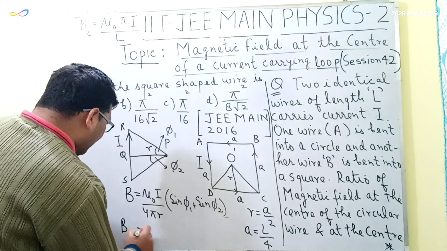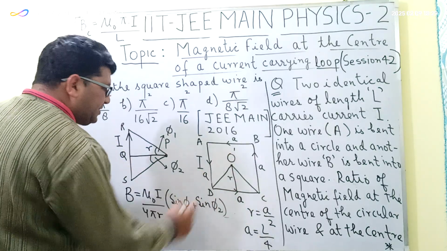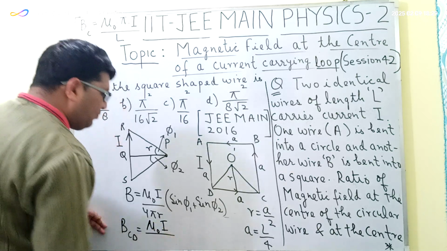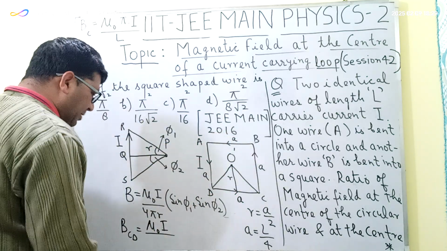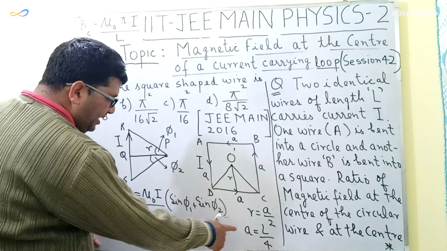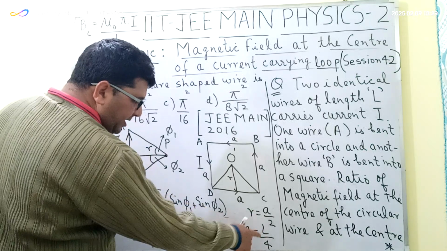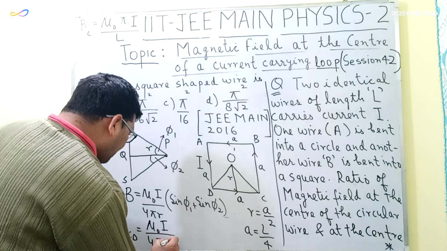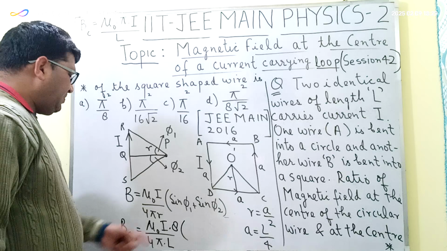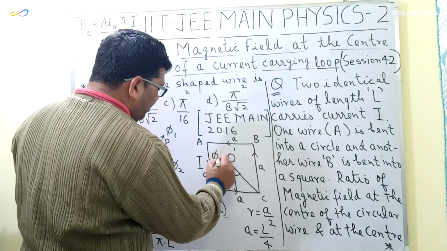The value of the magnetic field due to this wire CD at the center of the square will be equal to mu naught I, where I is the current flowing in this square loop, divided by 4 pi into R. Now R will be equal to L by 8 because A is equal to L by 4. So this is equal to L, and 8 will come in the numerator, multiplied by sine phi 1 plus sine phi 2. So this is the angle phi 1 and this is the angle phi 2.